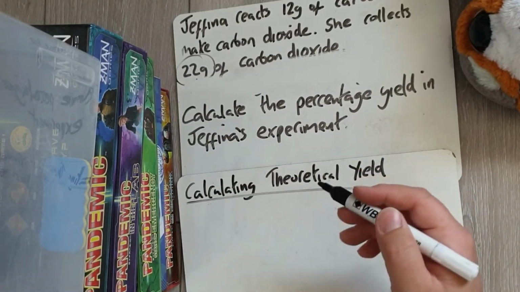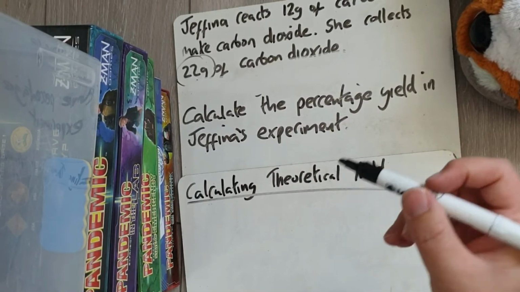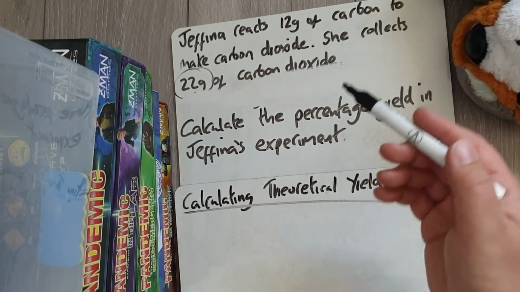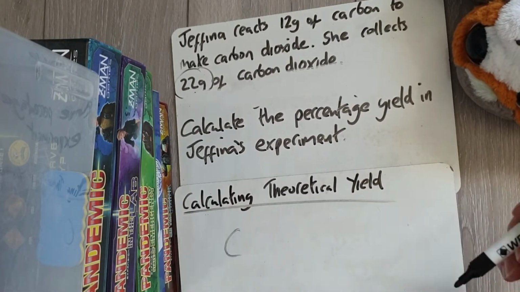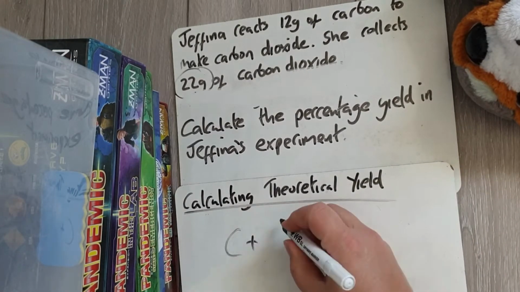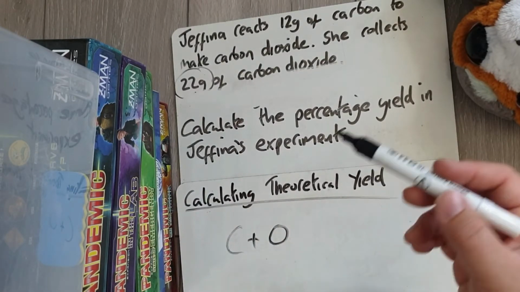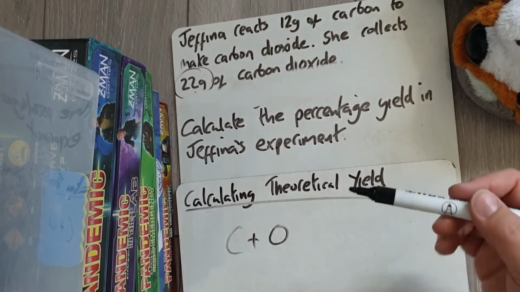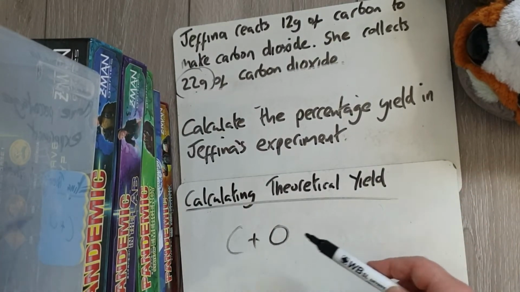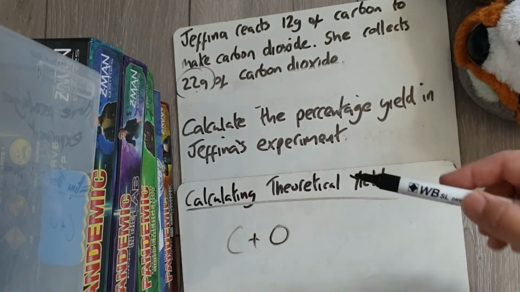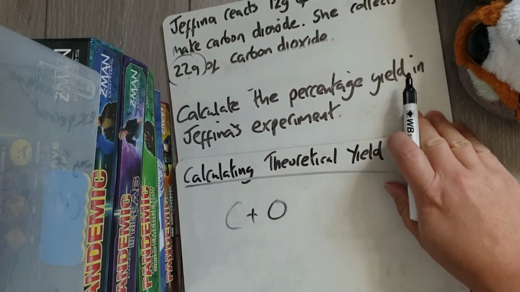So what you need to do, first of all, is start with the balanced equation. She's reacting carbon with oxygen. They would give you this in the question. They wouldn't ask you to write the balanced equation. I'm doing it as we go. If this was an exam question, they would give you this balanced equation and ask you to apply it. But let's do a bit of revision anyway.